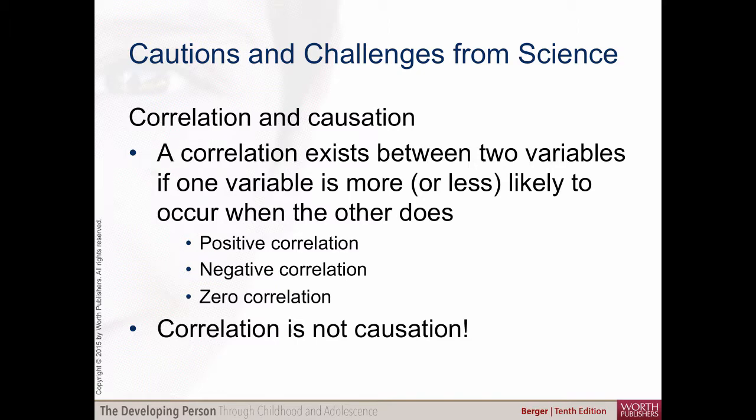Cautions and challenges from science. We have to be careful because of correlation versus causation. A lot of people think that because there's a correlation, it actually shows there's a definite relationship between two variables, and that's not always the case. A correlation is positive if both variables tend to increase together or decrease together. A correlation is negative if one variable tends to increase while the other decreases, and a correlation is zero if no connection is evident. But correlation is not causation, meaning that correlation does not mean that one definitely causes the other.